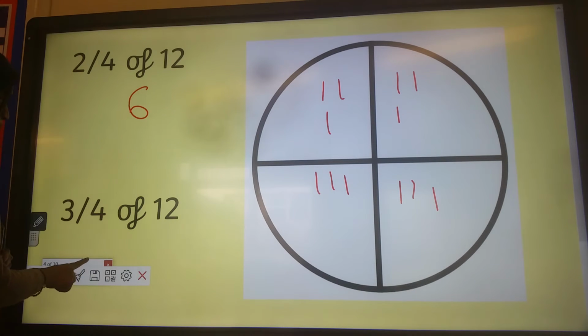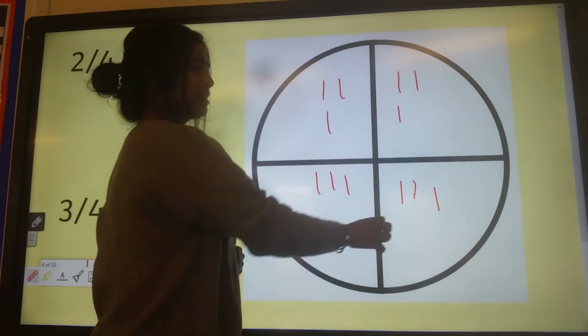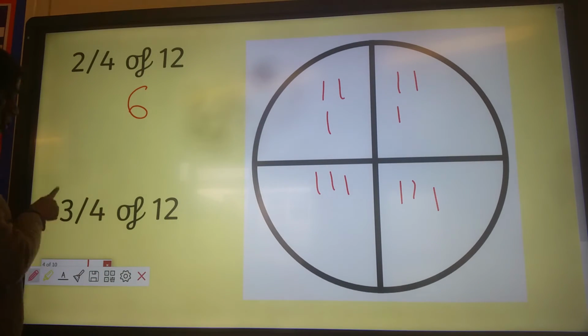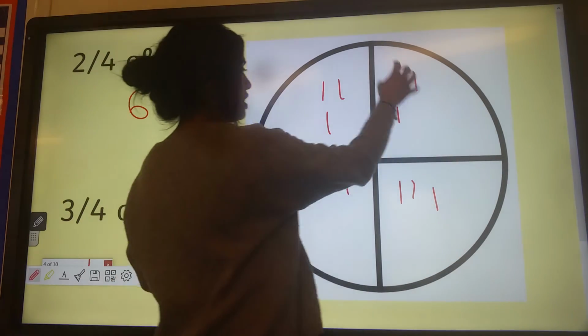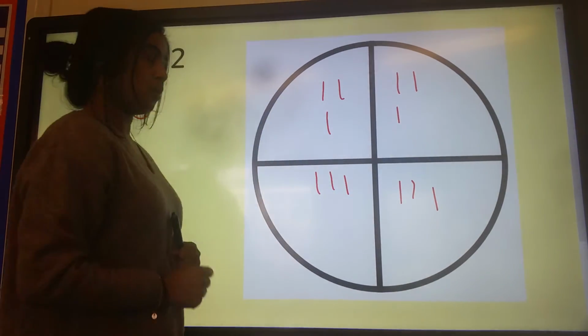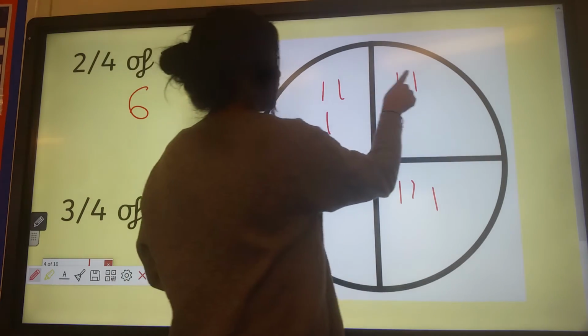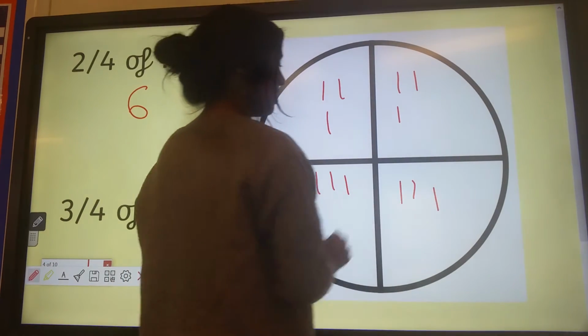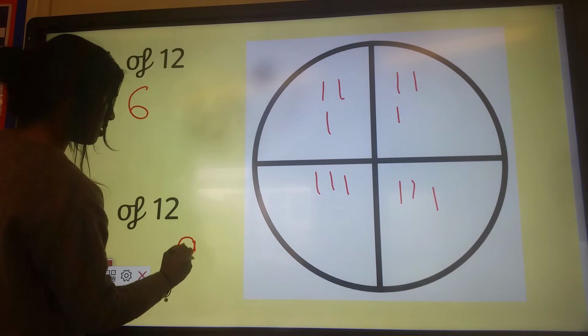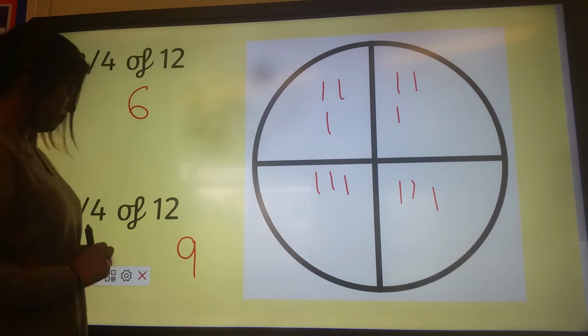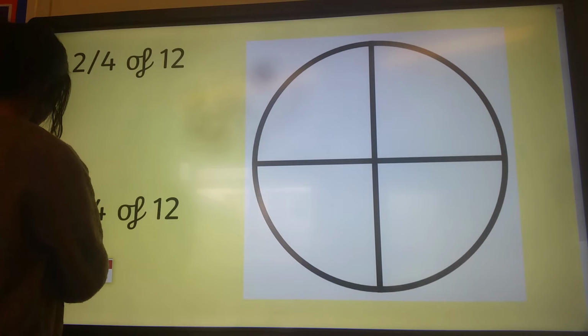So when we're finding 3 quarters, how many quarters do you think I'm going to count? Look at my numerator. I need to count 3. So I'm going to count 3 quarters of the circle. 1, 2, 3, 4, 5, 6, 7, 8, 9. So 3 quarters of 12 is going to be 9. Let's have a go at another question.